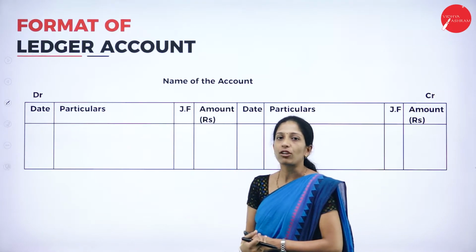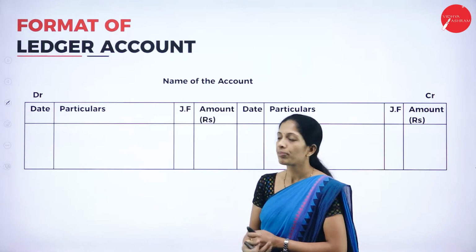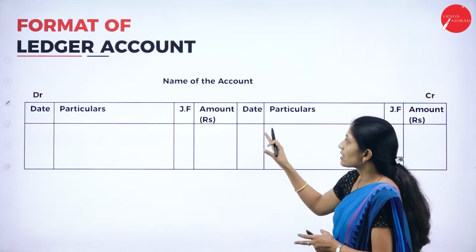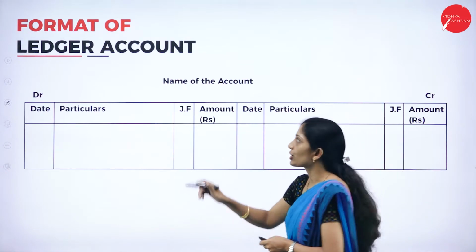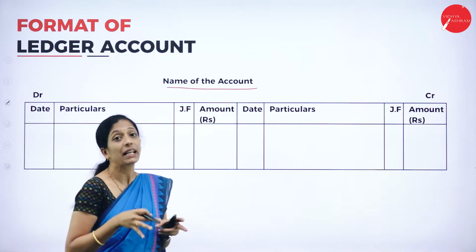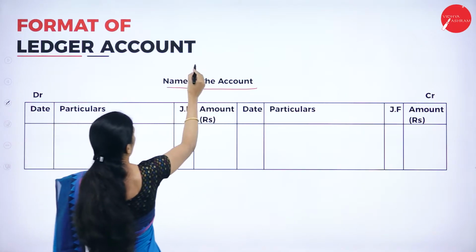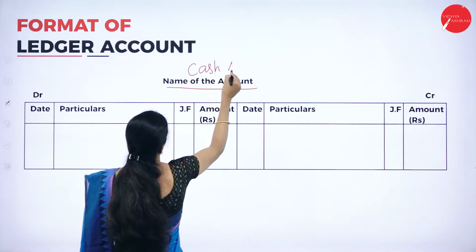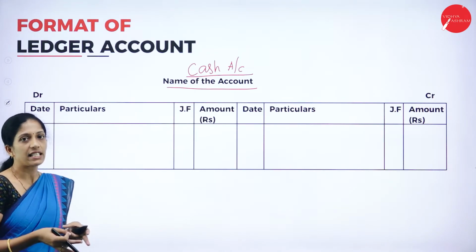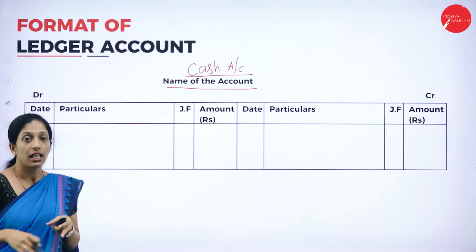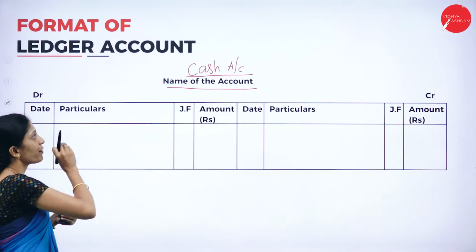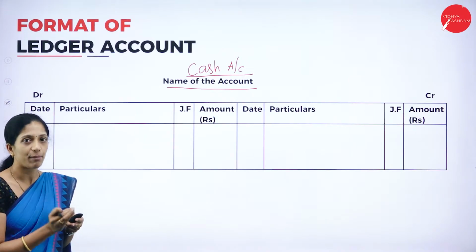Now, coming to the format of ledger account, we shall go through the format. Already we know the format of journal. Now, this is the format of ledger account where you write the name of the account. Suppose I want to prepare cash account, then the name of the account will be cash account. Suppose I want to prepare sales account, then the name will be sales account. If I want to prepare the transactions relating to purchase, then purchase account. So, first write the heading of the account, that is the name of the account.